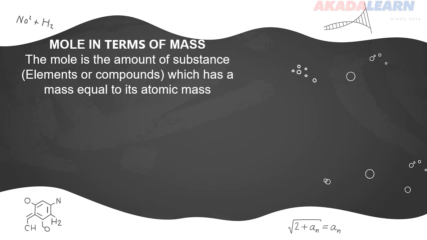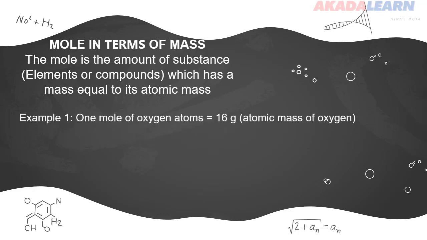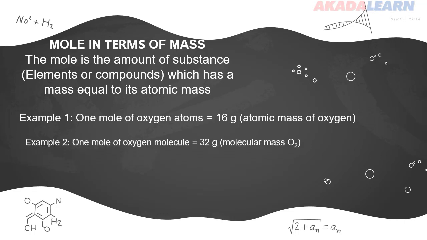Let's now talk about the mole in terms of mass. The mole is the amount of substance, element or compound, which has a mass equal to its atomic mass. A good example, 1 mole of oxygen atoms is equal to 16 grams because the atomic mass of oxygen is 16. 1 mole of oxygen molecule, now don't forget oxygen molecule comes as O2, will now be 16 in 2 places, making it 32 grams.